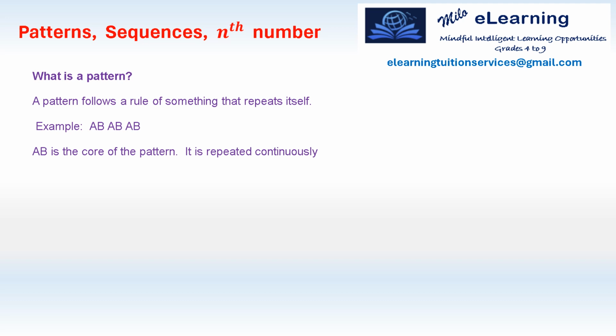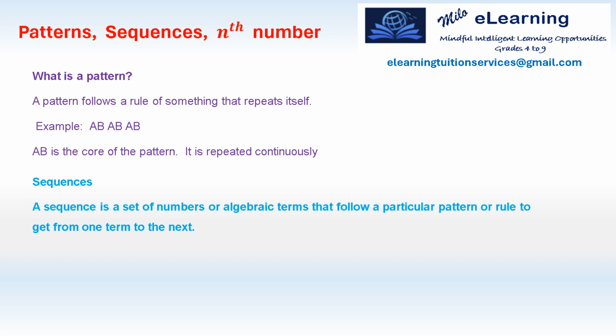Now, let's apply the same concept to numbers, but we're going to call it sequences. Now, a sequence is a set of numbers or algebraic terms that follow a particular pattern or rule to get from one term to the next term. So, in a set of numbers, like we have here at the bottom, we don't refer to it as numbers, we refer to each number as a term. So 2 is the first term, 5 is the second, and etc. Now, I'll explain more about that in the next slide.